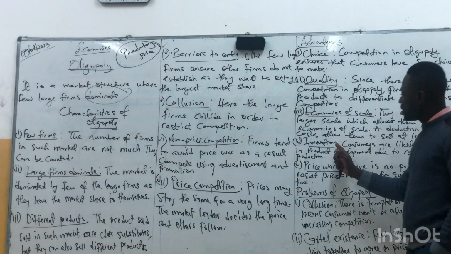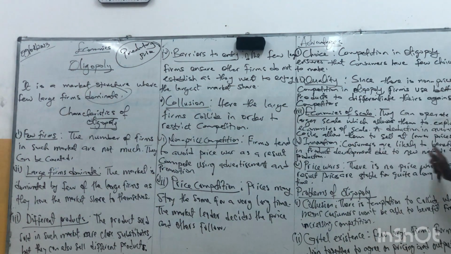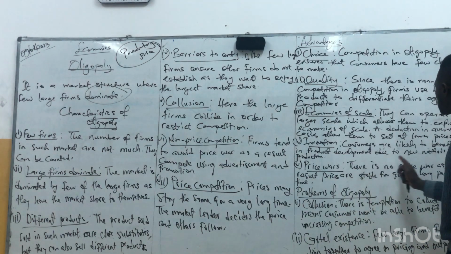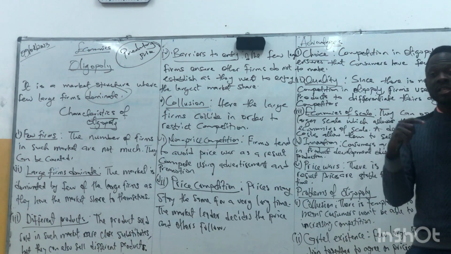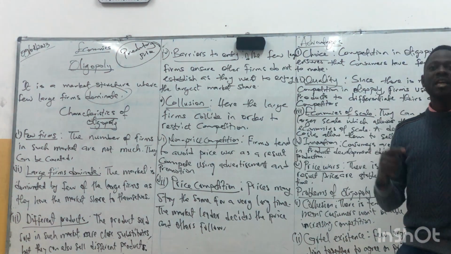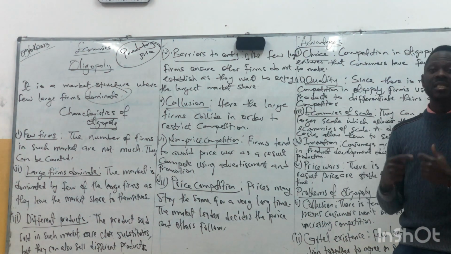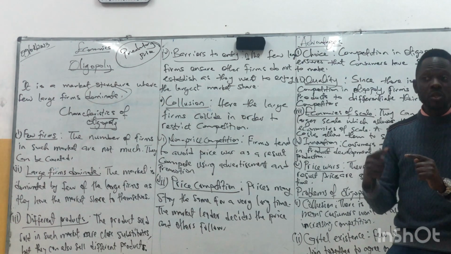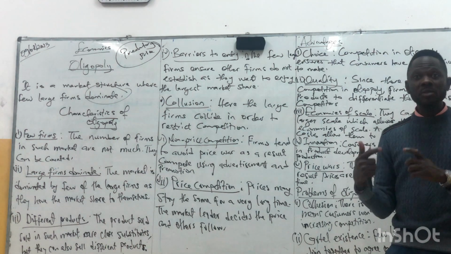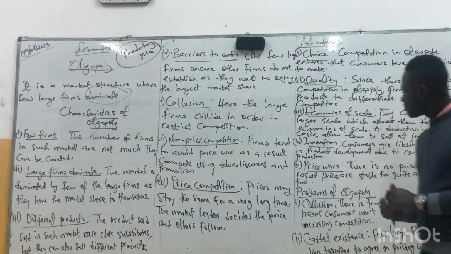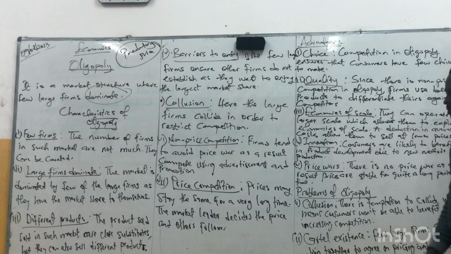The fourth one, innovation. Consumers are likely to benefit in product development due to new methods of promotion. But oligopoly, even the few large firms in the industry, they still want to continue to dominate. As a result of that, they might always come up with new ideas, new methods of doing things, so that customers will always be patronizing them, to keep their customers too.